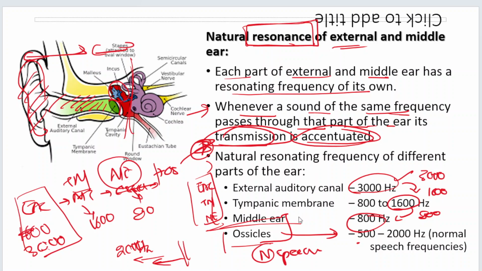Mostly this, while writing the exam, yeah, definitely it's important, but in NEET PG this becomes a really important thing. Okay, what is the natural resonance of the external auditory canal? What is the natural resonance of the tympanic membrane? Such questions can be asked.